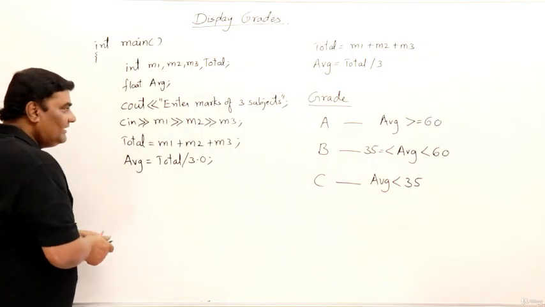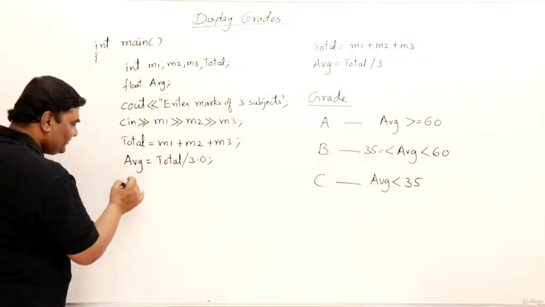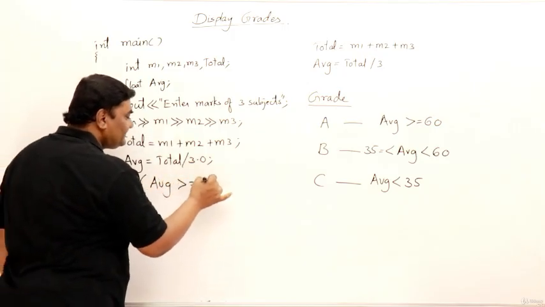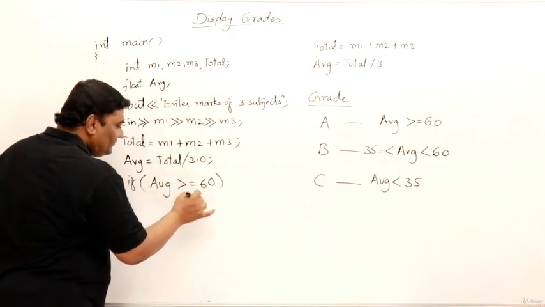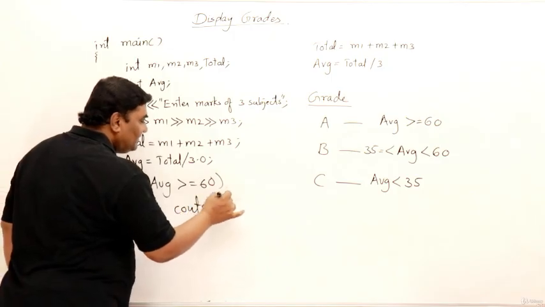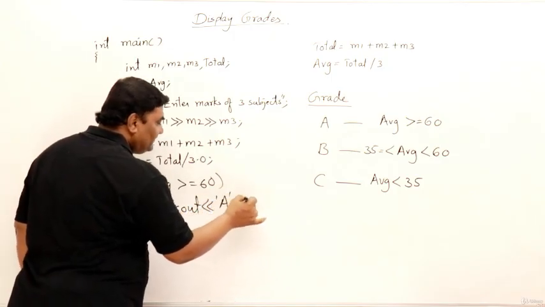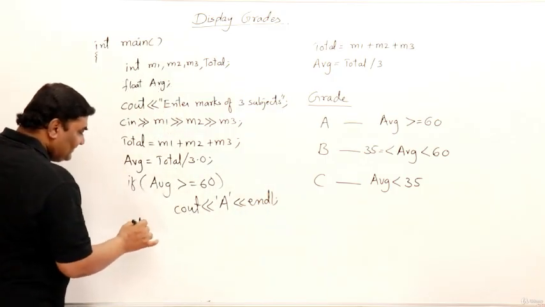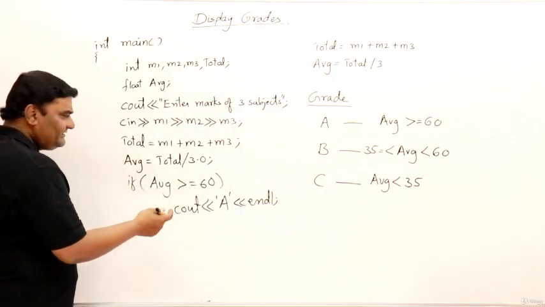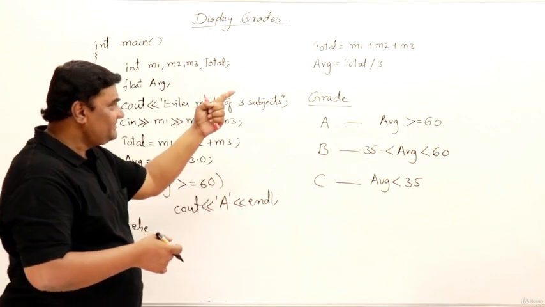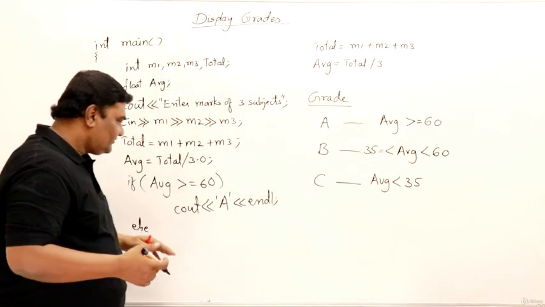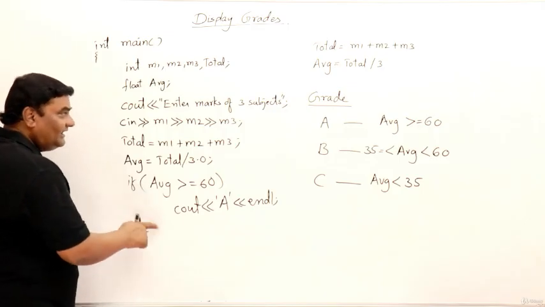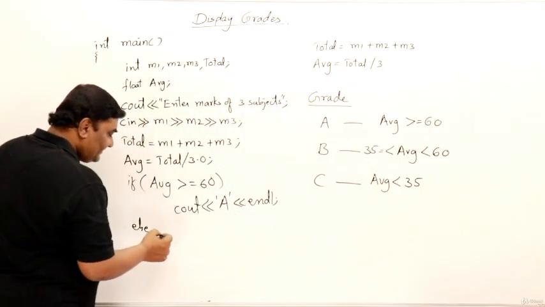Now here, let us display the grade. So first of all, if average is greater than or equal to 60, then cout A, just this grade, and also endl. So if at all you want a new line, you can take that. Then I have only one statement inside this. Just I want to display the grade. As I said, I don't want to display marks and average. You can do that. So for me, I don't need flower brackets. So just I'll write else. Else again, if one more condition is there.